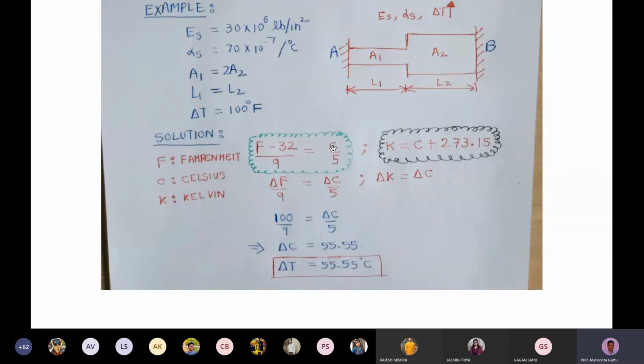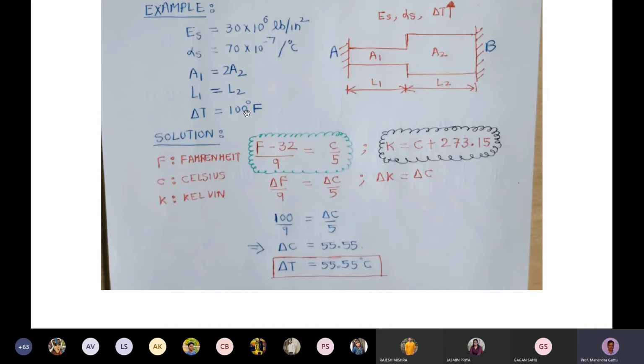At temperature when F Fahrenheit degree is 32, then C value will be 0. So 0 degree centigrade is equal to 32 Fahrenheit, and Kelvin is C plus 273.15. Now, if you give a small increment delta F, what will be the increment in delta C? We take a differential and we get delta F by 9 is equal to delta C by 5. And for Kelvin, a small increment in Kelvin will produce the same increment in centigrade. So for Kelvin, the alpha value will be the same as the alpha value expressed in centigrade. But for Fahrenheit, delta F by 9 is delta C by 5.